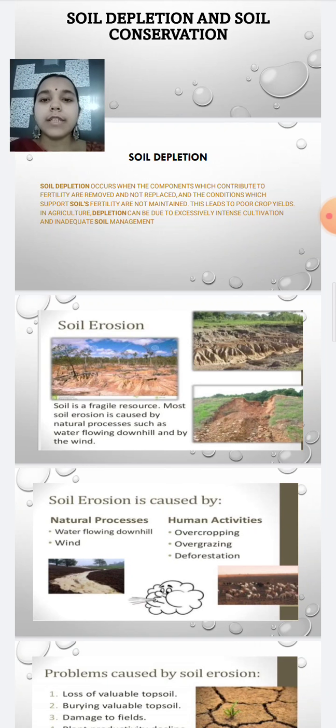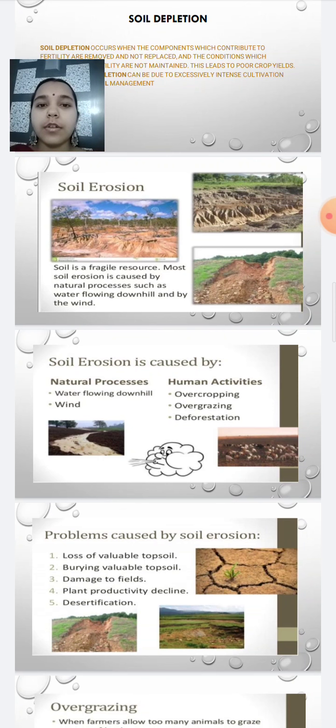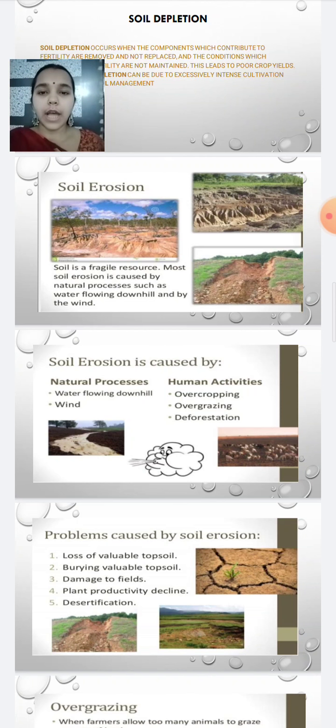Now, we will understand the meaning of soil erosion, which is one of the main reasons for soil depletion. Now, what is soil erosion? Soil is a fragile resource. Most soil erosion is caused by natural processes such as water flowing downhill and by the wind. It means soil erosion is caused mainly when the water flows down from the mountain. It carries away the topmost layer of the soil, which is known as soil erosion, and also by wind.